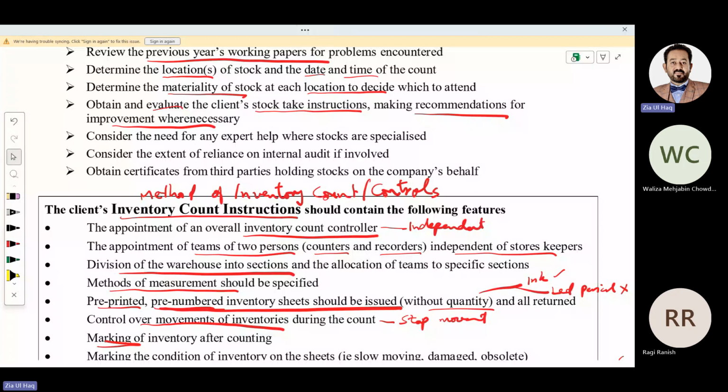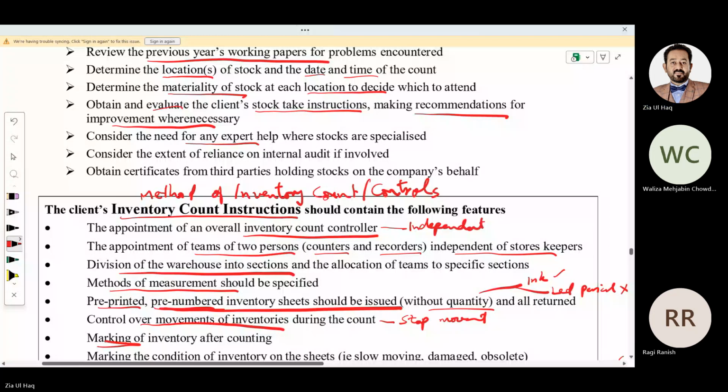Before count, we need to make sure whether during count we need any expert or not. We are going to verify inventory of a petrol station. Where is petrol?